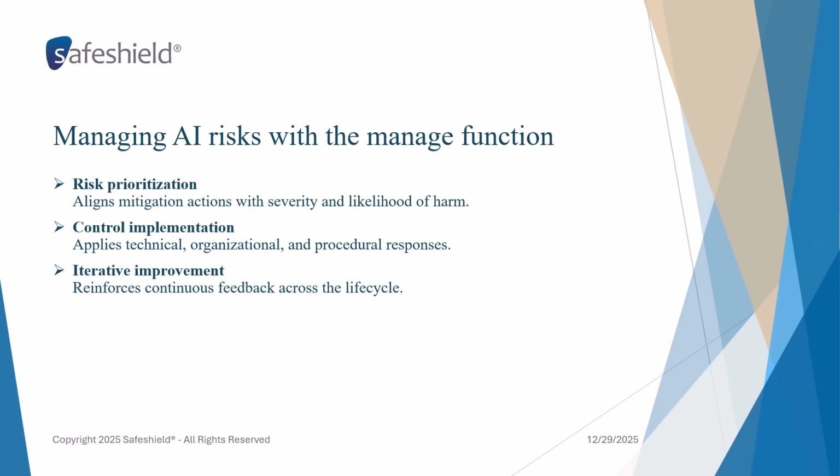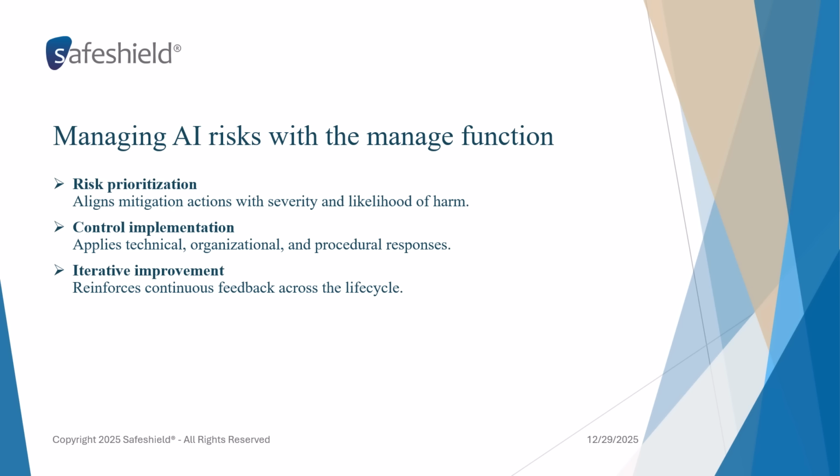The framework emphasizes proportionality. Risk responses should be commensurate with the severity and likelihood of potential harms. High-impact AI systems require stronger controls and oversight than low-risk applications. Change management is a key aspect of the manage function. AI systems often evolve through updates, retraining, or integration with new components. Risk management processes must address changes in a structured manner to prevent unintended consequences.